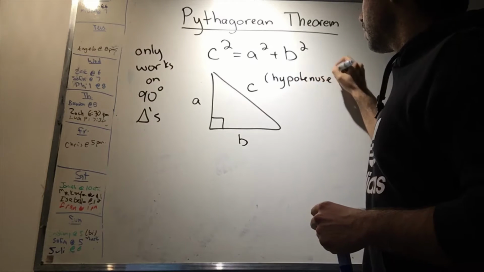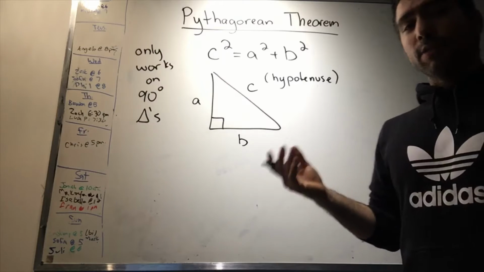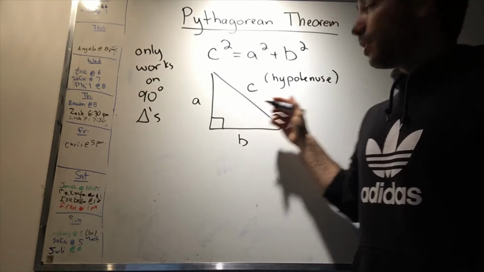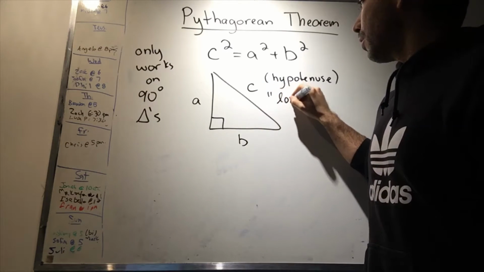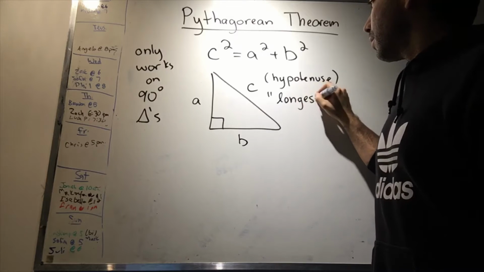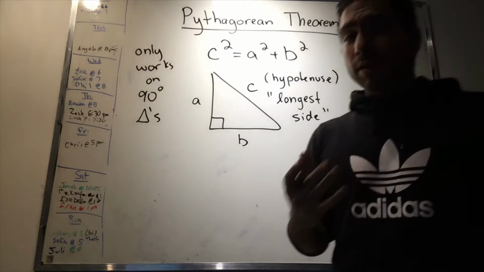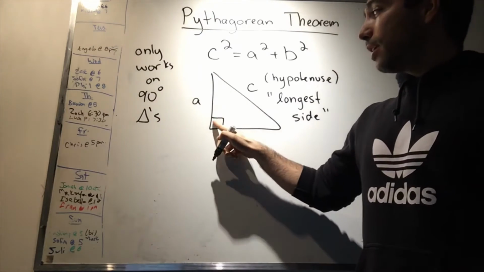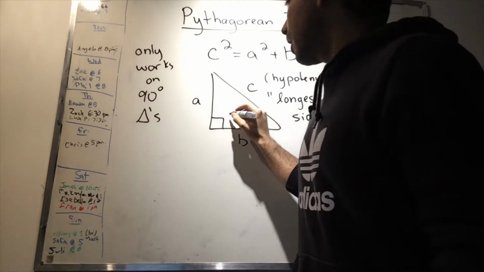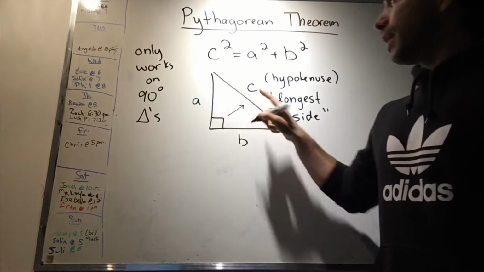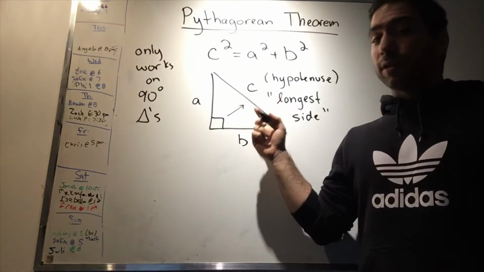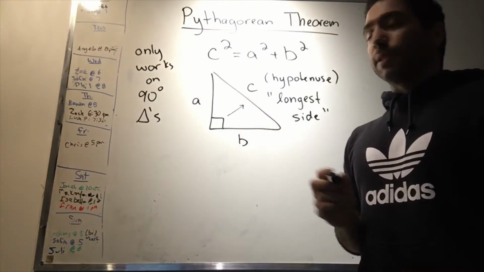Hypotenuse. Okay, that's just a fancy word for saying that this is the longest side. So let me put that too. Longest side. Okay, and the hypotenuse, your C, is always located across the 90-degree angle. So wherever the 90-degree angle is, your C, your hypotenuse, is always that opposite side.